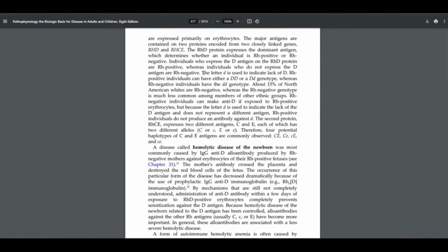Wait, what? The d is used to indicate a lack of D? Okay, and what is D?